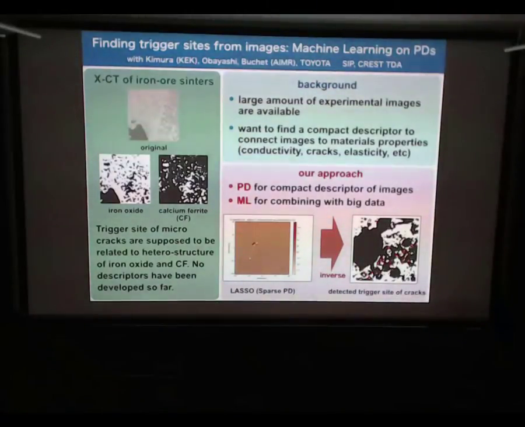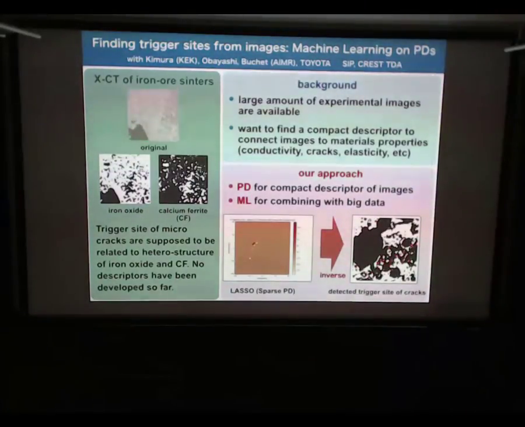We can get a bunch of data, these images. And trigger sites of micro cracks are supposed to be related to heterogeneous structures of the iron oxide part and the calcium ferrite part, but no descriptors have been developed so far. So our approach, briefly speaking, is to regard this set of images as a database of cubical sets and apply persistence for a compact descriptor of images.